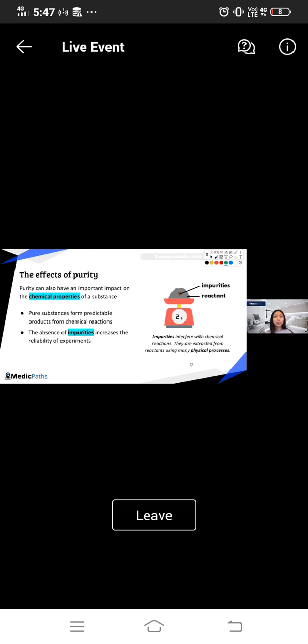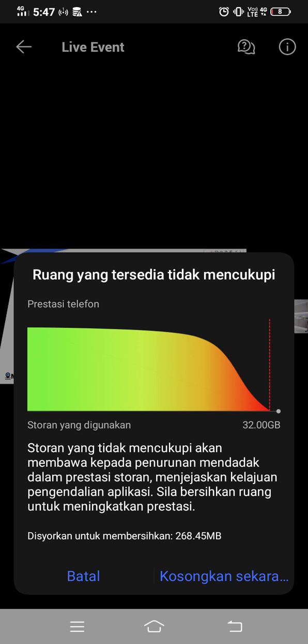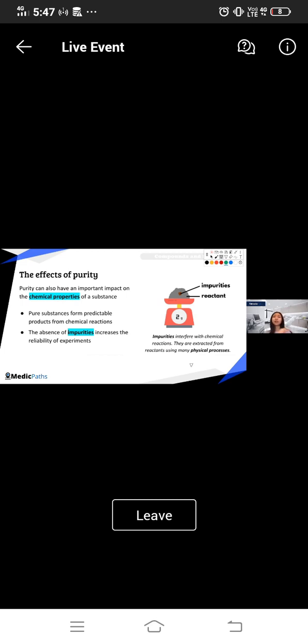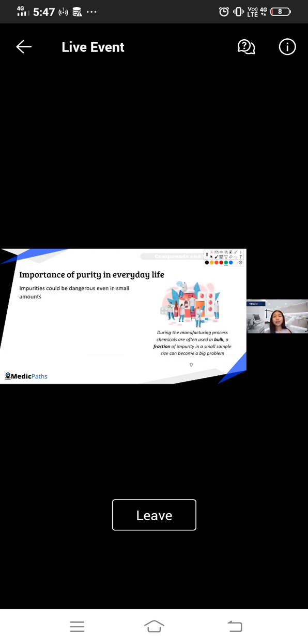Now, the absence of impurity increases the reliability of experiments. Remember, we're looking at equations just now. If those things were not pure, we would have a ton of other things going on in the equation, and it would be very long. Basically, we would get a lot less product with a ton of other things in the way. Okay? So why is it important?